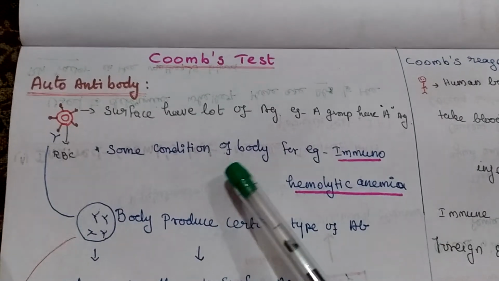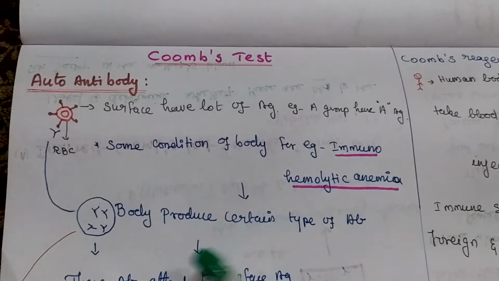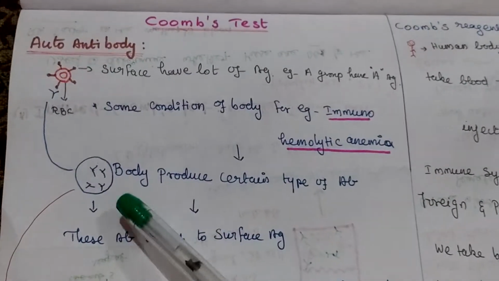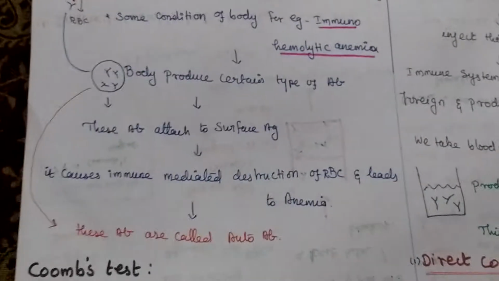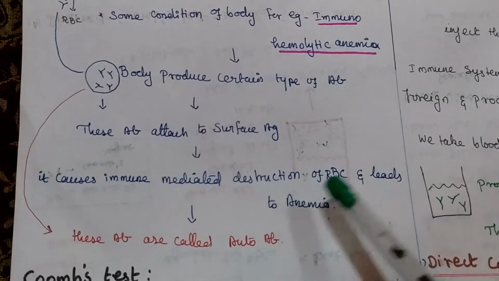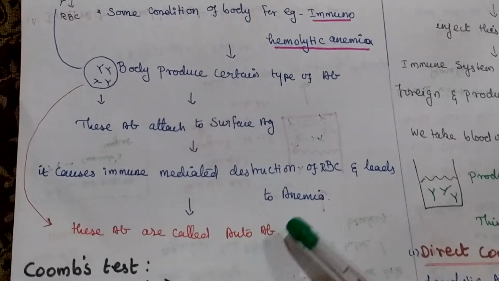In some conditions of the body, for example immunohemolytic anemia, the human body produces certain types of antibodies. These antibodies attach to the surface antigen. It causes immune-mediated destruction of RBC and leads to anemia. This antibody is called an autoantibody.